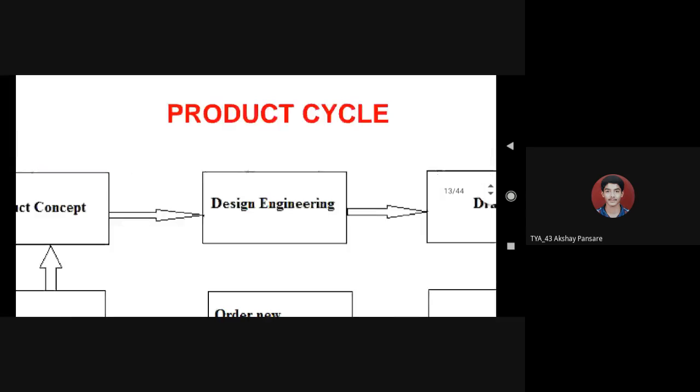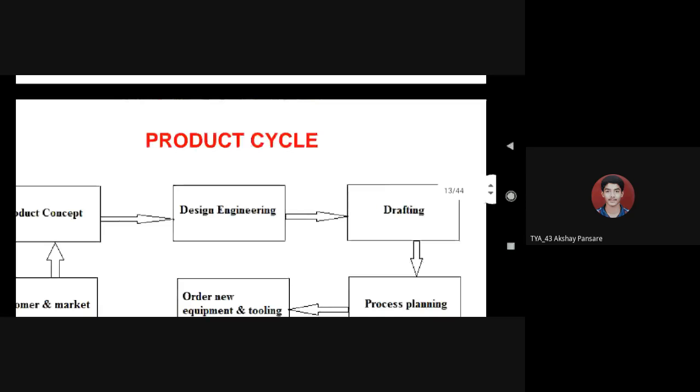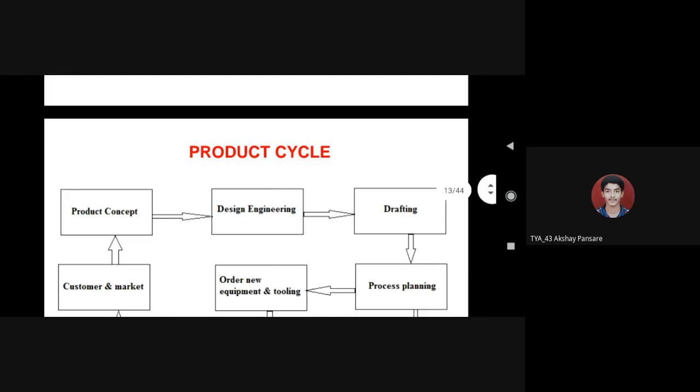Design engineering is nothing but drawing, analysis, or whatever the manufacturing requires. Next is the drafting, of whatever design we have made. Now a printout, in our language a Xerox or any print copy, or a 2D print is required. This is nothing but the drafting. That is also required.